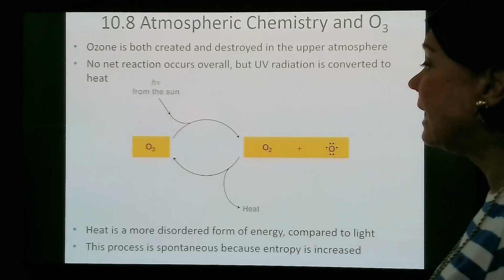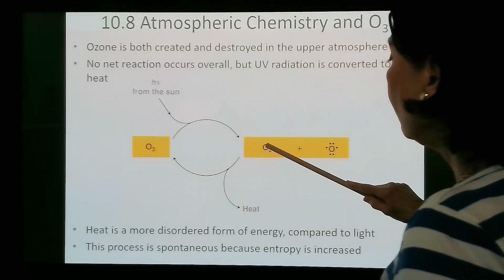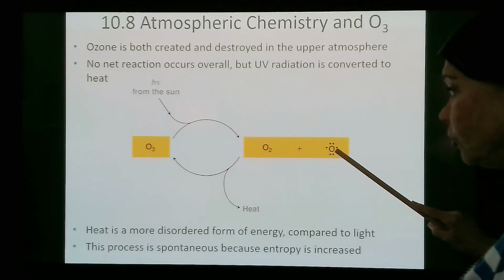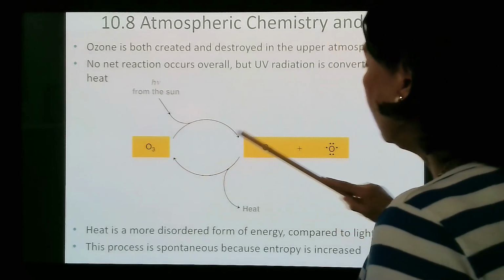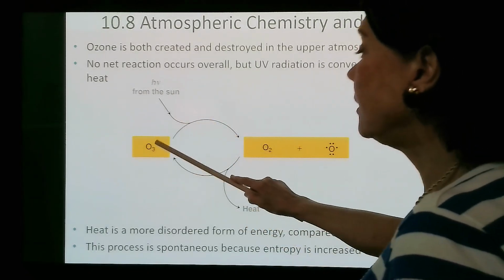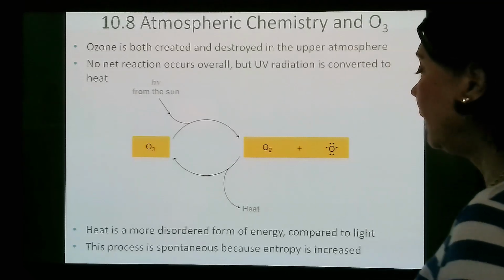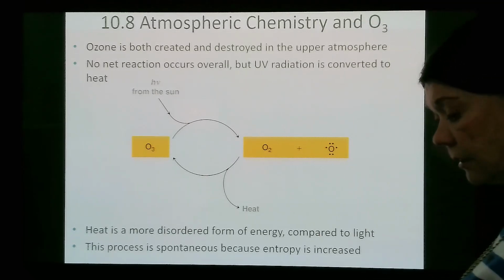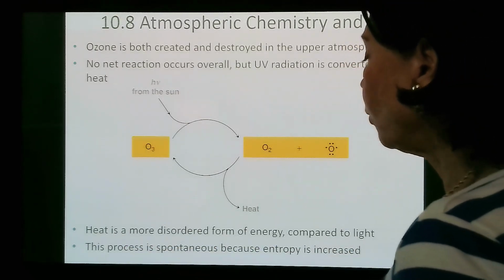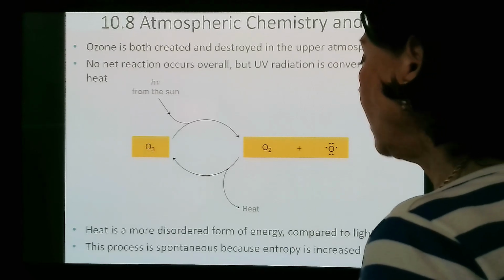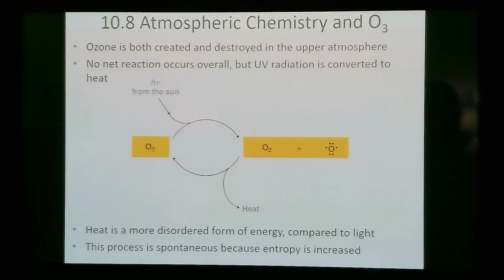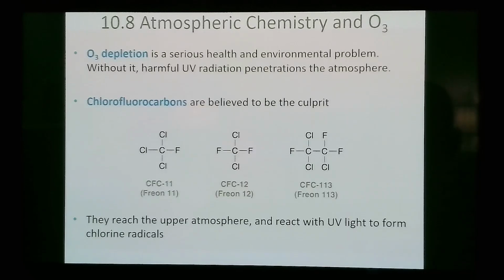Global warming. And so here you have ozone converted to molecular oxygen and just atomic oxygen. So note, you have atomic oxygen that are interconverting here. And so pay attention to O3 and atomic oxygen. Keep that in mind in the next couple of slides. Heat is a more disordered form of energy compared to light, so the process is spontaneous because entropy is increased.